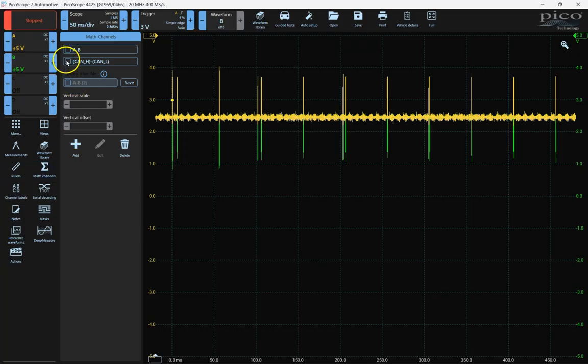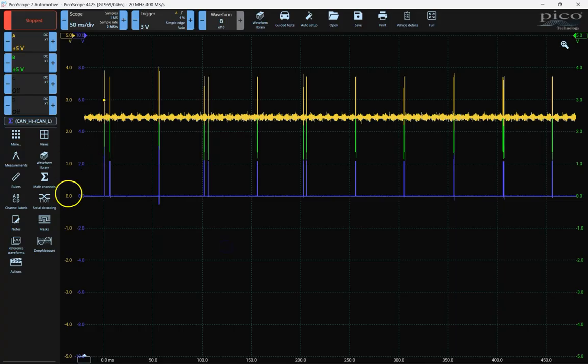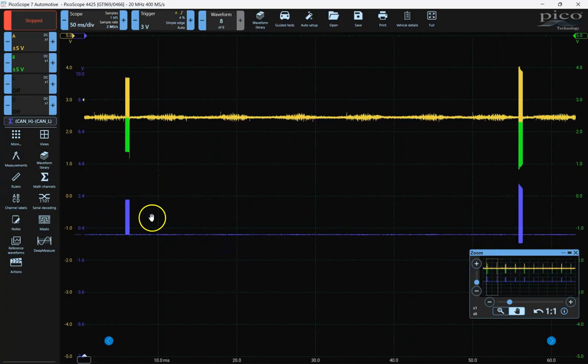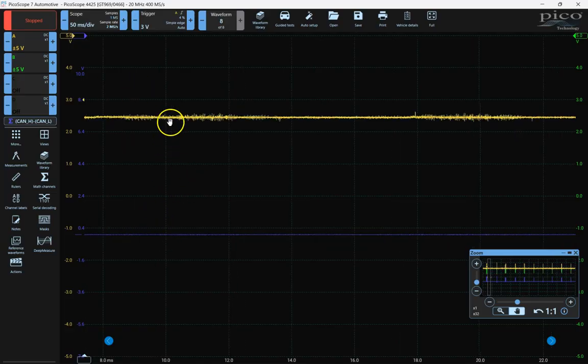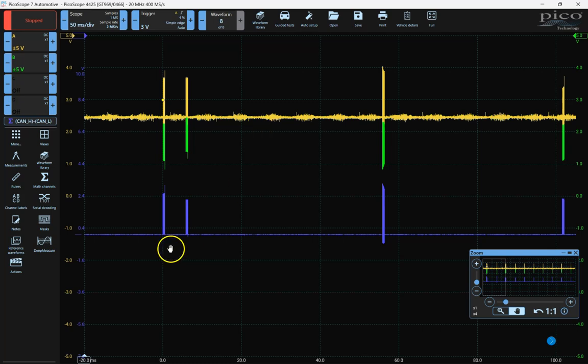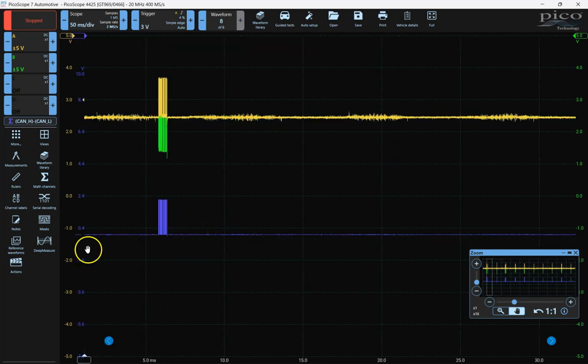I'm going to add the math channel. We'll do the CAN high minus CAN low, which is channel A minus channel B. And I'll go ahead and drag this down. And we can see that when I zoom in on this, where you see all of this noise, because this is, if you would, common mode noise, it's the same noise on CAN high and CAN low. It's a really low amplitude.